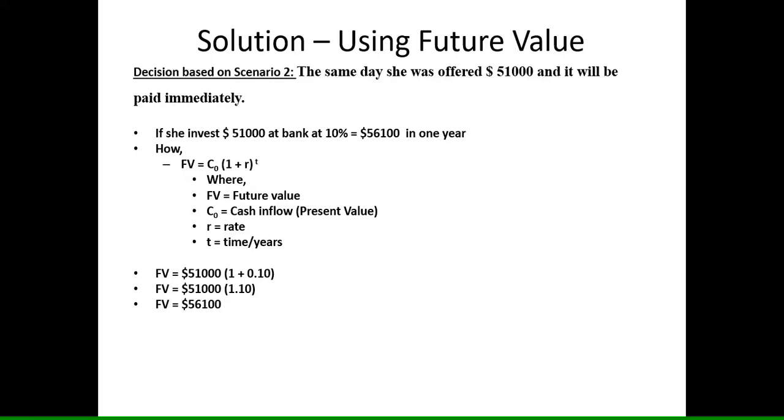$56,100 if you choose scenario 2. It means if you're ready to receive $51,000 today, this value will be $56,100 after 1 year. Hope you remember scenario 1. How much was given after 1 year? Which is $58,000, which we will choose now.